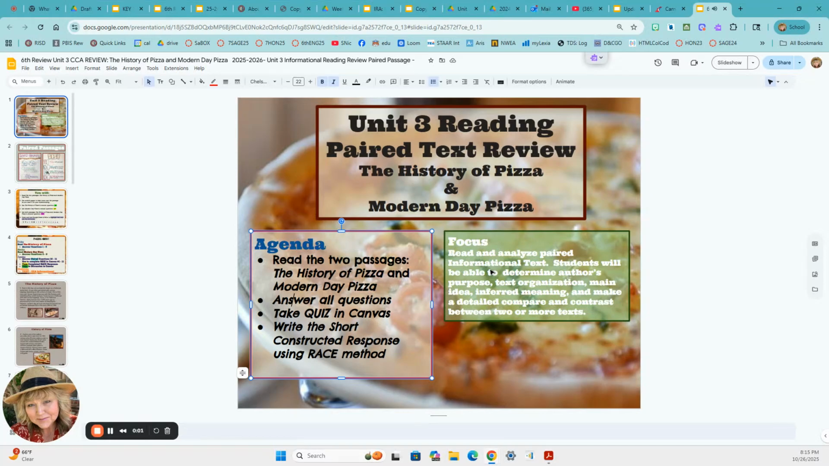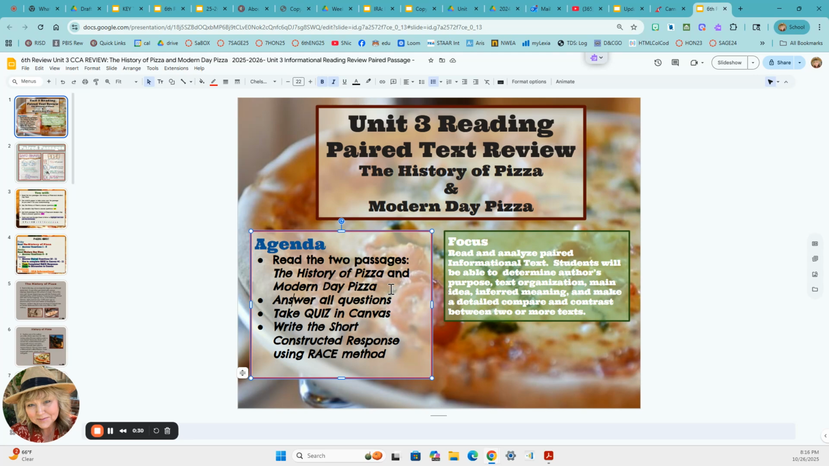Hello. This assignment is a Unit 3 informational text, and it is a paired text review. It is a review for our Unit 3 CCA. You will be reading two passages. The first one is called The History of Pizza, and the second one is called Modern Day Pizza. After reading the passages, you will answer all of the questions included for those passages.